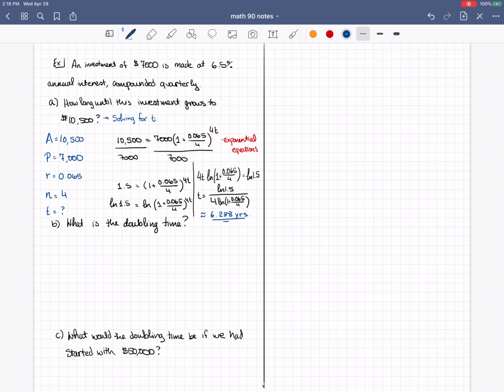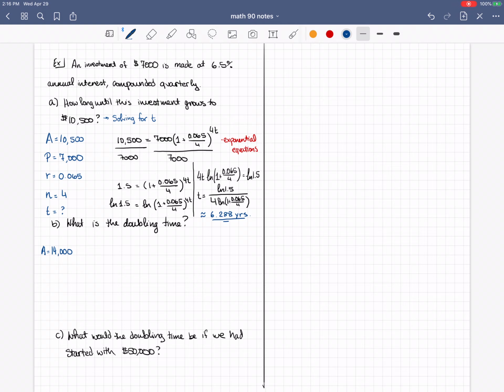Now, let's move on to part B. Part B is what is the doubling time? And that question is asking us how long will it take for this investment to double? So rather than growing to 10,500, we are now being asked how long until it grows to 14,000.